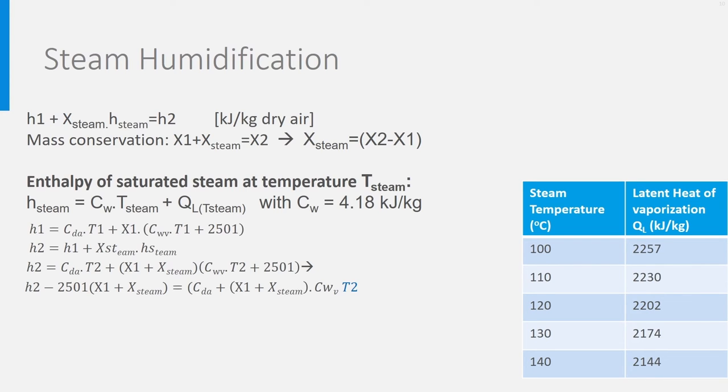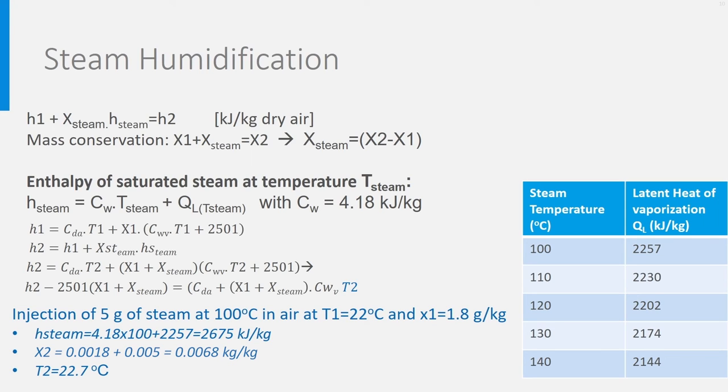Let's take an example of 5 grams of steam at 100 degrees being injected into air at 22 degrees and absolute humidity 1.8 grams per kilogram dry air. The latent heat of vaporization of steam at 100 degrees is 2257 kJ per kilogram. The enthalpy of steam is therefore 4.18 times 100 plus 2257 equals 2675 kJ per kilogram.